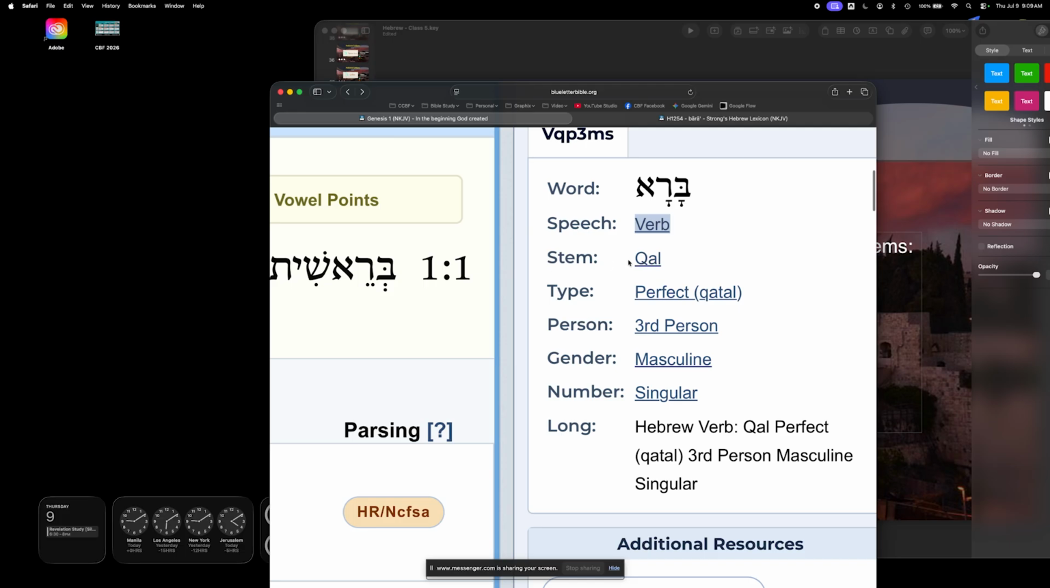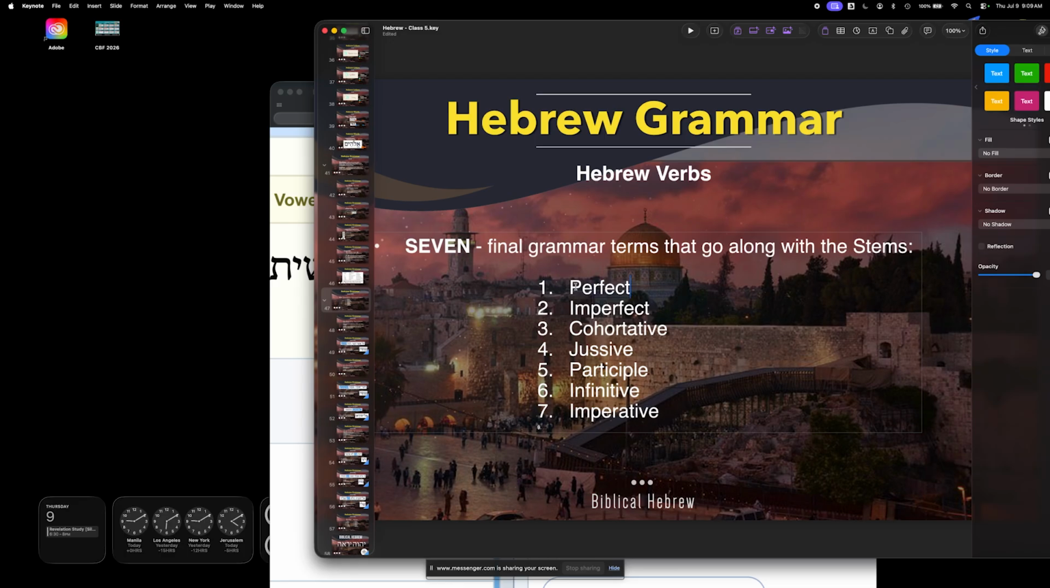But then my information, my parsing, my breaking down, my construction of this verb tells me it's a stem, kal, simple active, but it's also got a type. Okay, so you don't just have a stem, it's a type. My type is where we're going to get into these terms. The type can be perfect, imperfect, cohortative, jussive, participle, infinitive, or imperative.